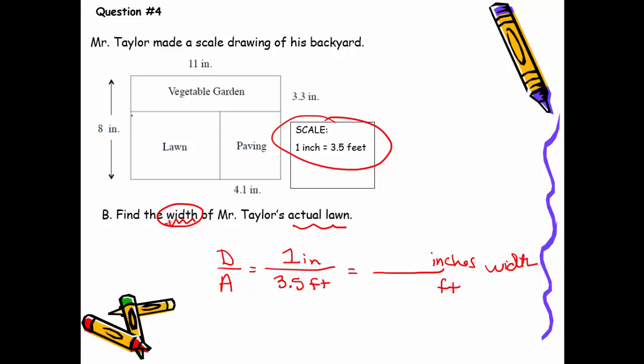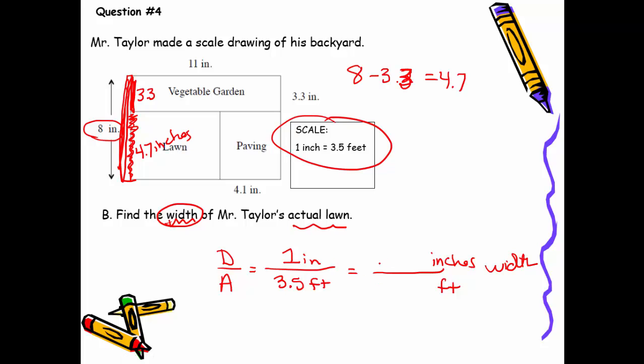So now I take a look at my width. I go, okay, I need to know the width of my lawn. Well, here's some good news. They give me the entire length of the backyard as being 8 inches. And they give me the width of his vegetable garden right here as being 3.3 inches. So guess what I do? I just subtract the entire length, or I'm sorry, the entire width by 3.3, and that will give me the width of the lawn. So I do 8 minus 3.3, and that actually turns out to be 4.7. So I know the width of his lawn in the drawing is 4.7 inches.